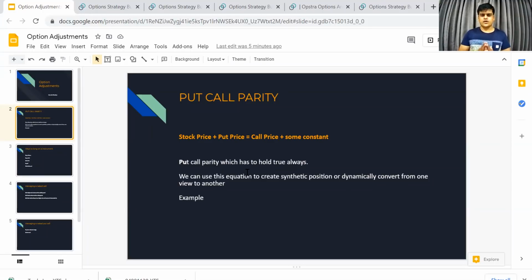Before we start with option adjustments, the first thing you need to know as an option trader is put-call parity. I won't go into the derivation of put-call parity, but the basic equation is: stock price plus put price is equal to call price plus some constant. And this has to hold true always. Stock price plus put price equals call price plus some constant. But why is this important? We can use this equation to create a synthetic position or dynamically convert from one view to another. What do I mean by synthetic position and dynamically converting from one view to another? I'll explain with an example, but just remember the equation: stock price plus put price equals call price.